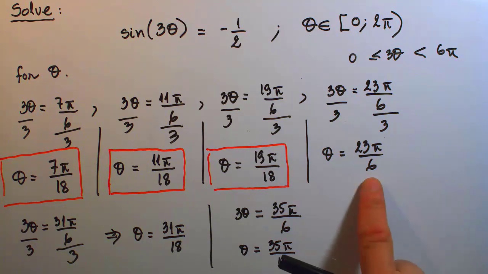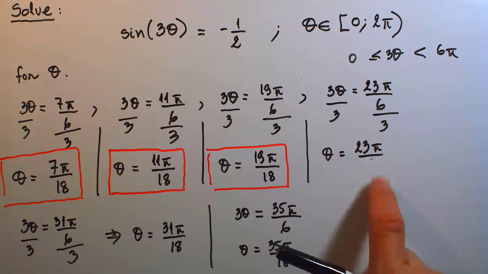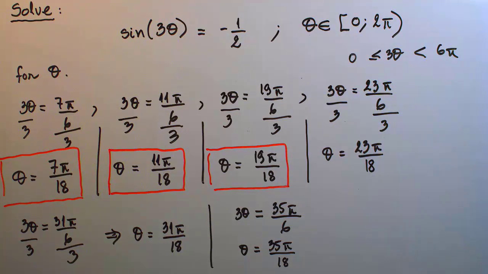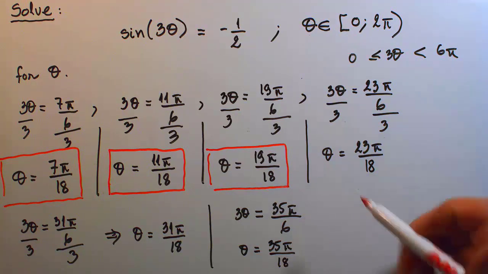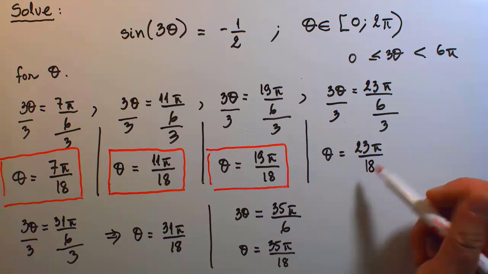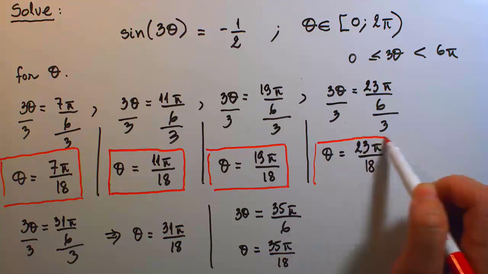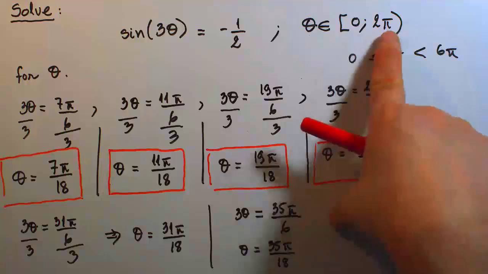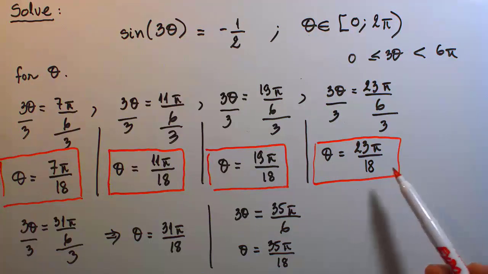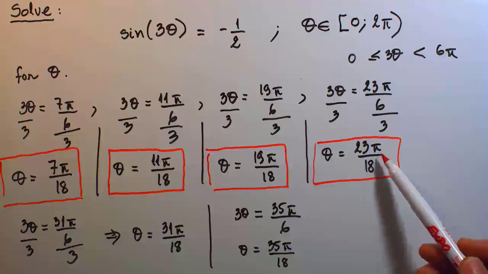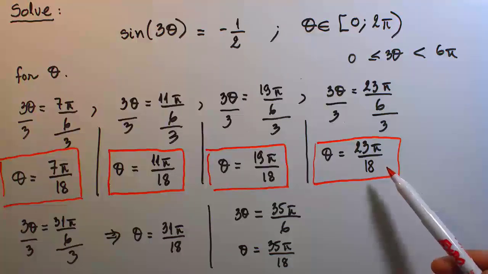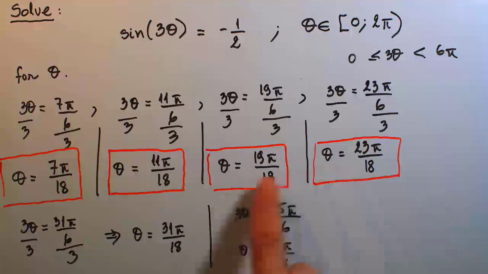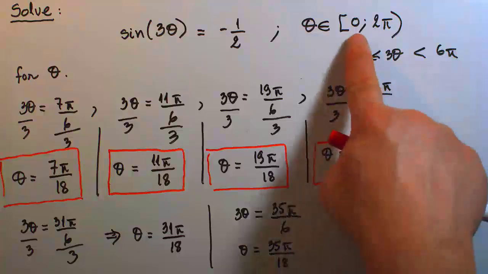Now I must correct that this value has been wrong the whole time. It should have been 23 pi over 18. And so theta equals 23 pi over 18 is also another value inside of our restriction interval from 0 to 2 pi, because obviously 23 pi over 18 is still less than 2 pi, because the ratio 23 over 18 is still less than 2. So both of these values are still inside of the 0 to 2 pi angle.